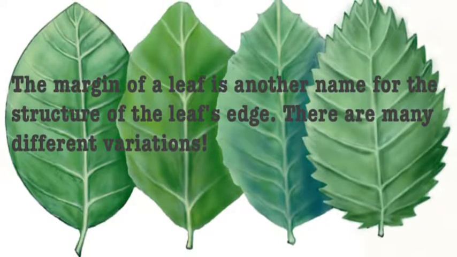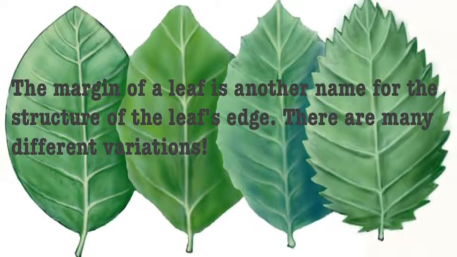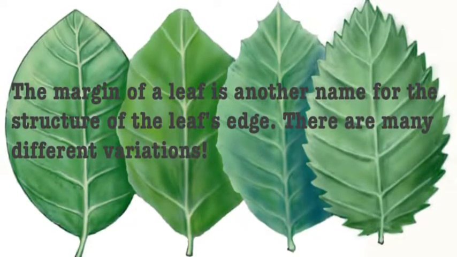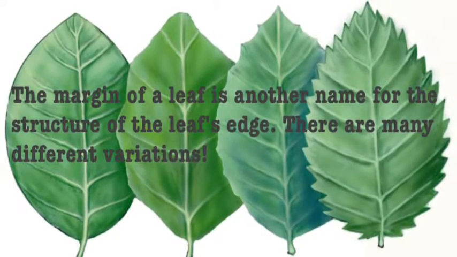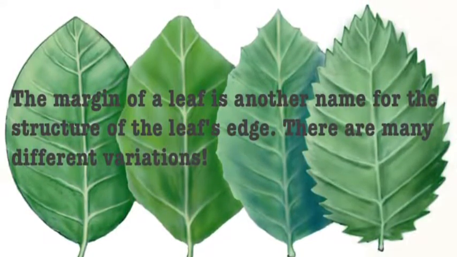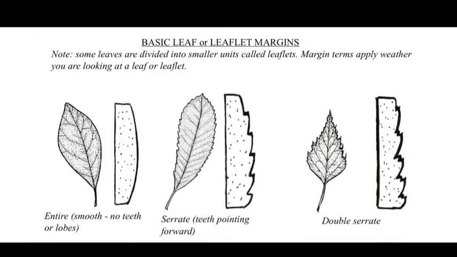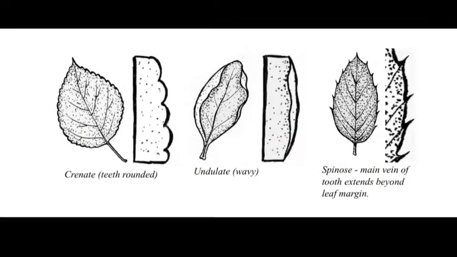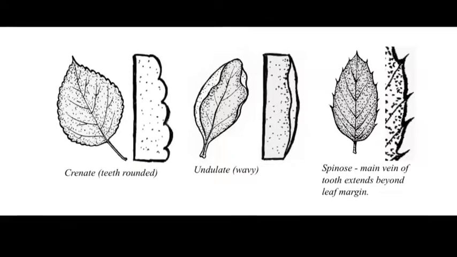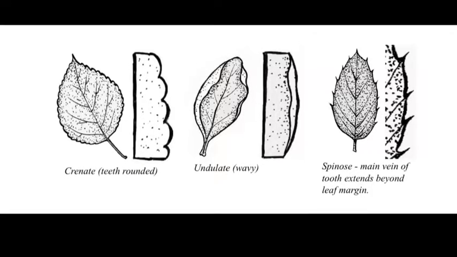So we're getting to the nitty-gritty now, the margin of a leaf, and that is another name for the structure of the leaf's edge. There are many different variations. Okay, so here we have the entire smooth, the serrate, and the double serrate. And here we have the crenate, the undulate, and the spinose.